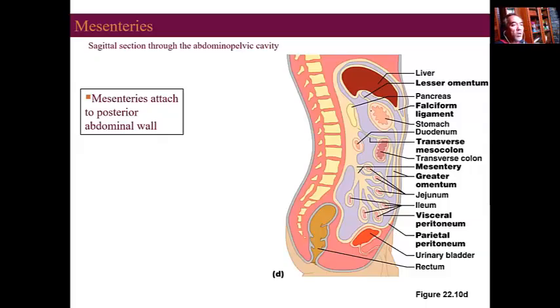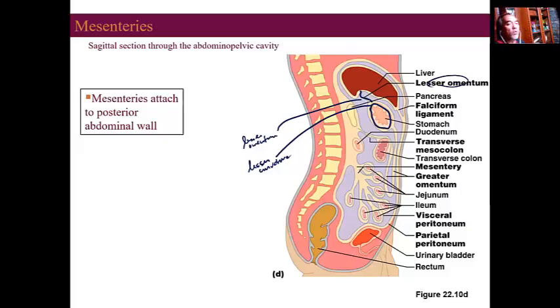So here is your stomach. This part is the lesser curvature. The lesser curvature mesentery attaches there and then connects into the liver. So this is what we call the lesser omentum. Remember, it is a mesentery that attaches from the lesser curvature of the stomach into the liver. It's more visible by looking at it in this view.